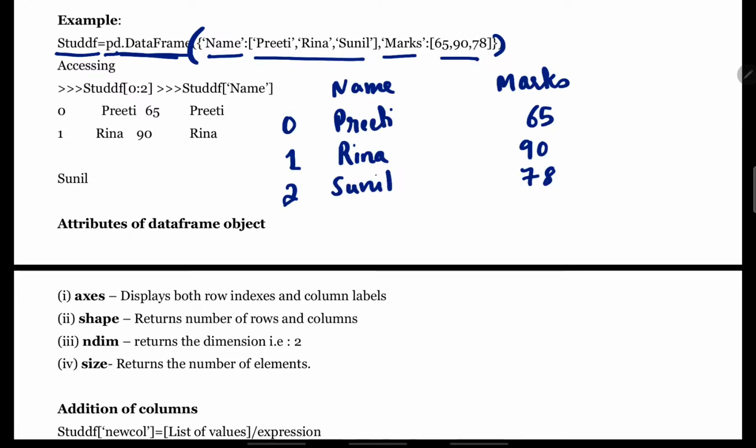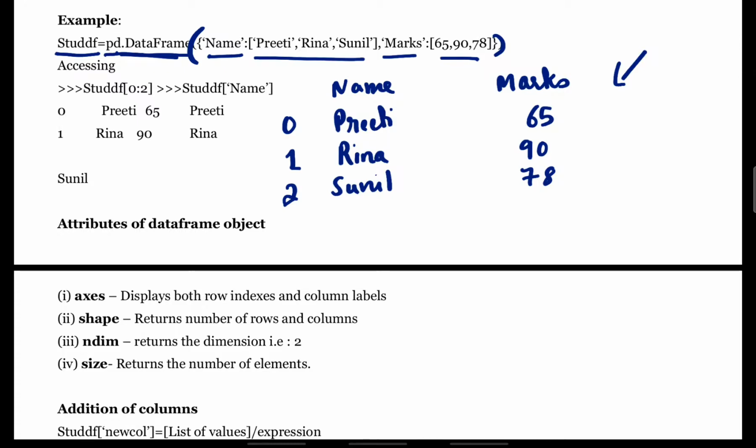When you print this particular data frame, this is what you get as output. Your name and marks will be the column headings, that is, the keys of your dictionary are the column headings, and the values which you have given inside will be printed like this. So this is going to be the output of this data frame, and 0, 1, 2 are the row indexes that have been assigned by Python.